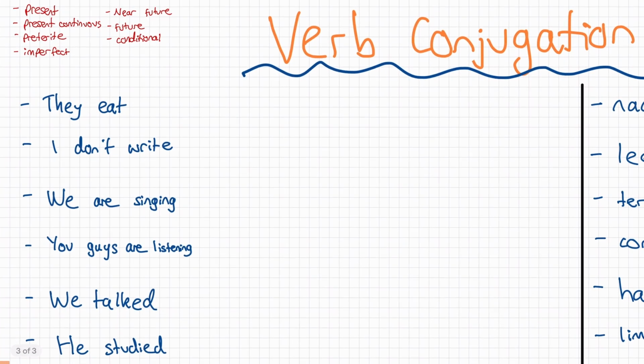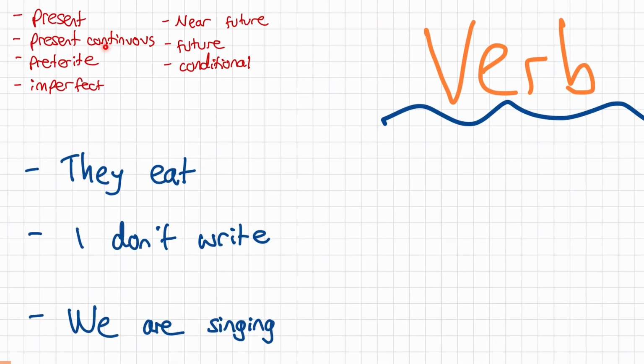The present tense, the present continuous, which is like what is happening right now in this moment, the preterite tense and the imperfect tense, two past tenses. The imperfect is something that used to happen, and the preterite is something that happened like once. The near future is something that is going to happen. The future is something that will happen. And lastly, the conditional is something that would happen. Like, for example, I would go is the conditional tense.